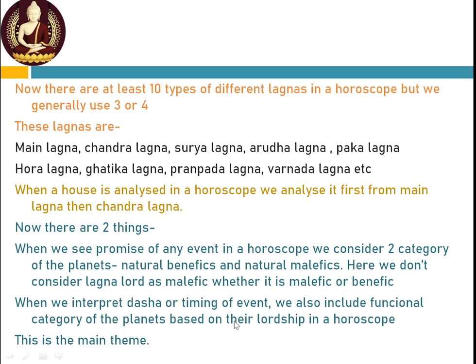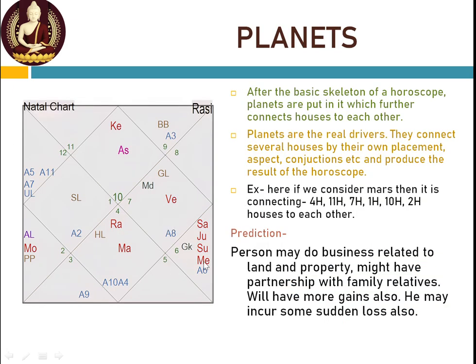Now, when we interpret dasa or timing of event, we include functional category of the planets also, based on their lordship in a horoscope. For example, here if you can see, this Mercury is ninth lord also, and this Mercury is sixth lord also. But ninth house is more powerful than the sixth house. So this Mercury will be considered functional benefic. Although it is owning sixth house, which is a malefic house, but when dasa result will be seen, this Mercury will give result of functional benefic.